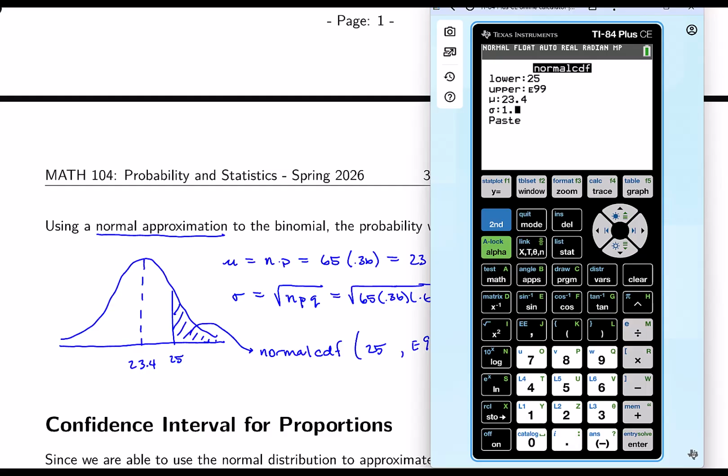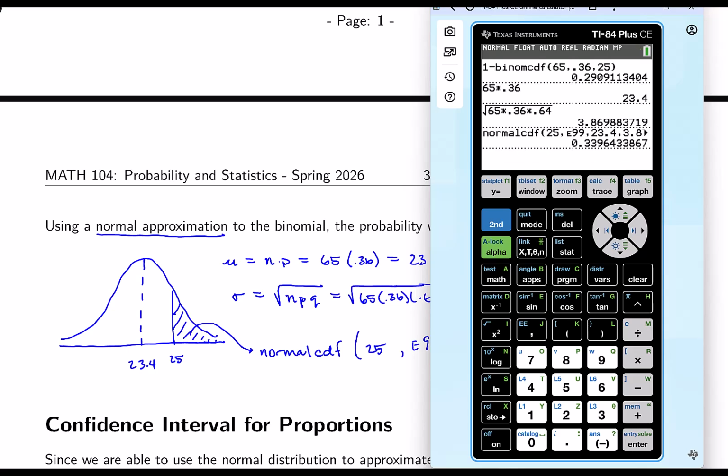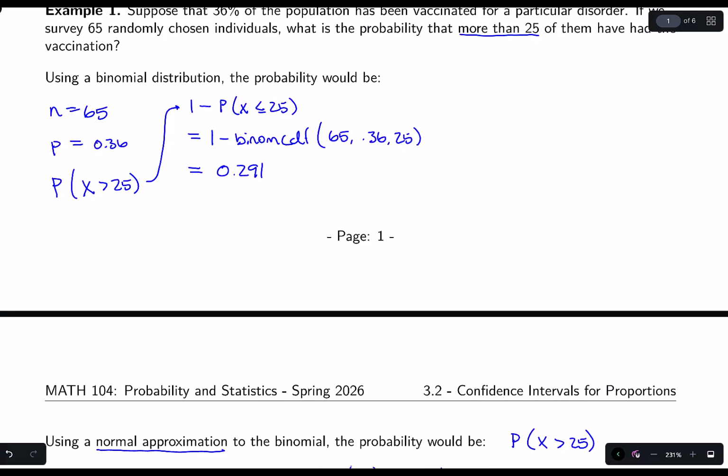This was 3.87. Sorry, I thought it was 1.87. Okay, so if I run this, I get 0.339, well, 0.340, which is not really all that close to this value right here, 0.291.